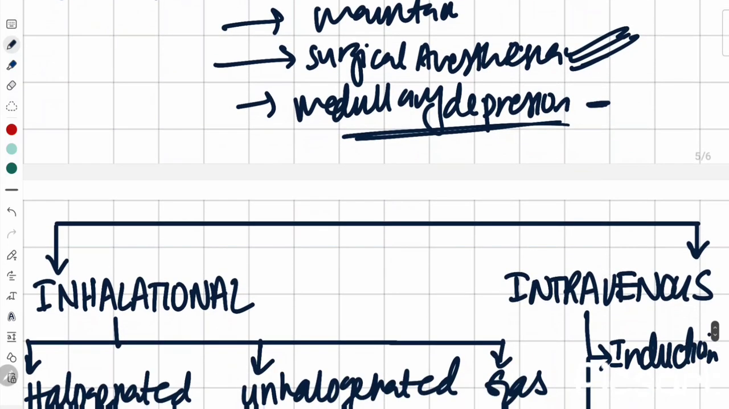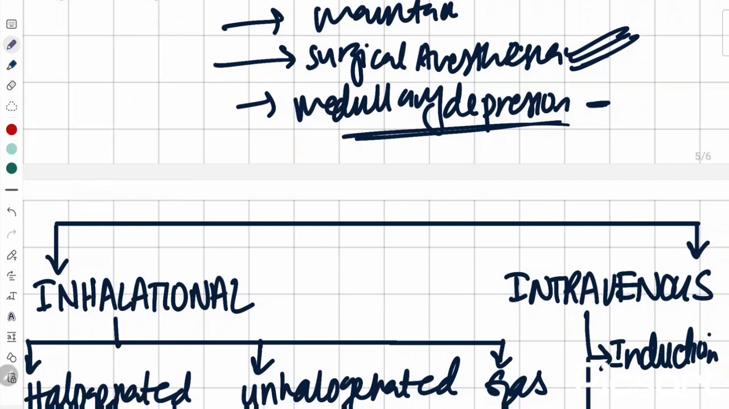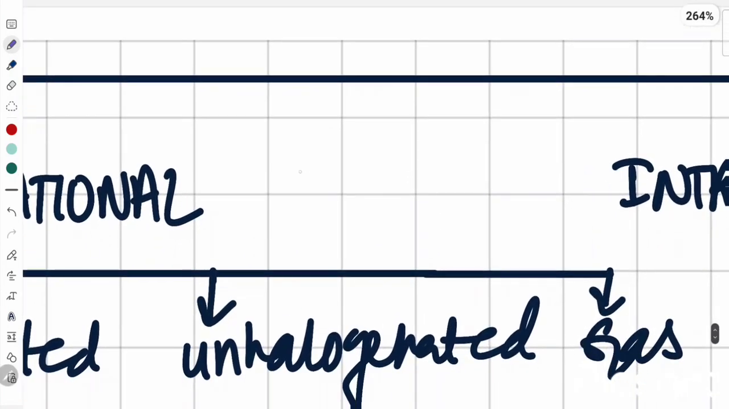Okay, so to start with classification, there are some things that need to be considered before we move forward. The thing that must be understood is that CNS drugs must be lipid soluble, and this solubility will help them cross the blood-brain barrier. And some important concepts right here, I'm going to write them here. One is the blood to gas ratio.